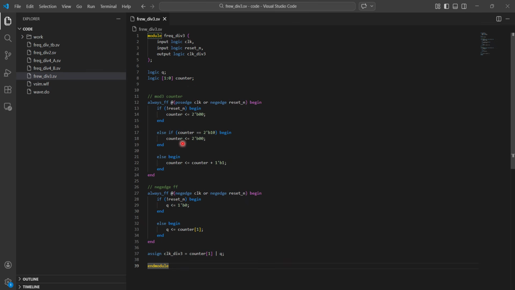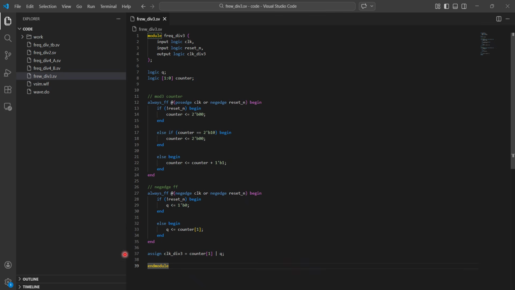Let's look at our first always flip-flop. When we have reset, we're going to reset the counter. If the counter equals 2, we're going to start to count from the beginning, because the counter counts 0, 1, 2, 0, 1, 2. In other cases, we're gonna increase the counter by 1. So this is our mode 3 counter.